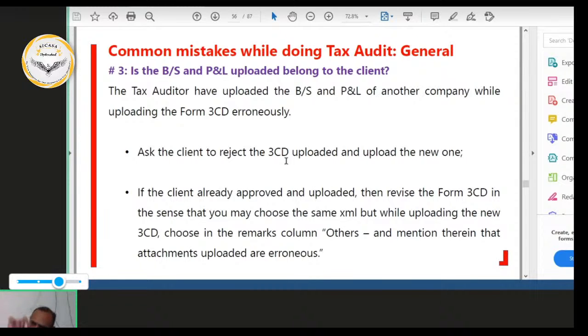Consolidated file means consolidated report. Standalone means standalone. Normally, many people name it just XYZ Limited, XYZ Limited. What is XYZ Limited? It should be XYZ underscore consolidated. It may be a super silly mistake, but I personally observed that it has been wrongly uploaded. So that is the reason why I am explaining.